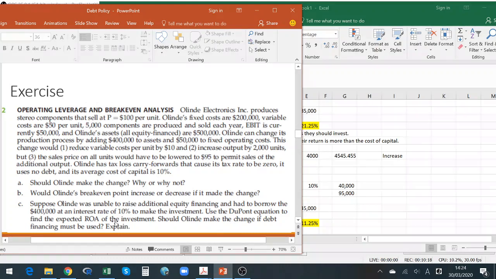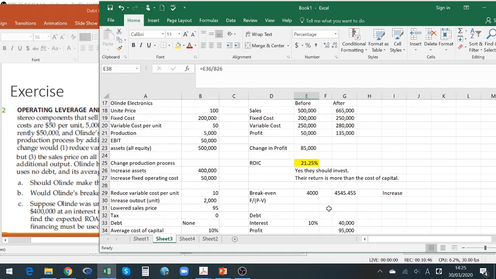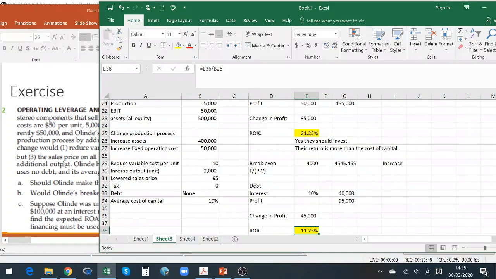Should Orlinde make the change if debt financing must be used? Explain. So the answer is obviously yes, because this is still higher than their cost of capital. This 11% is more than 10%. This one has already deducted the interest expense, and still their return is higher. So the answer is yes. So these are the kind of analysis that you can make.